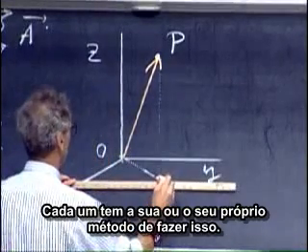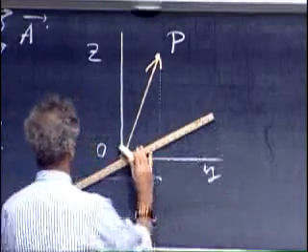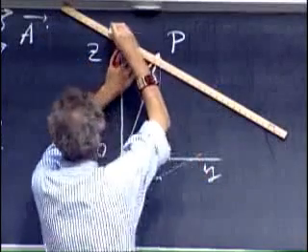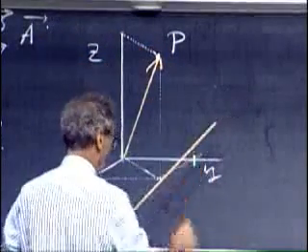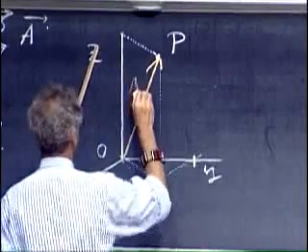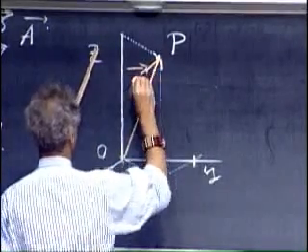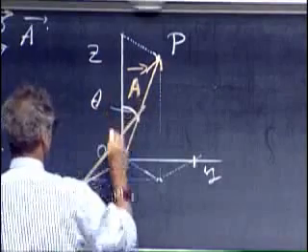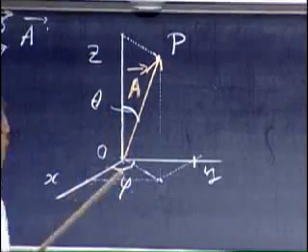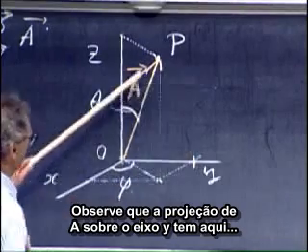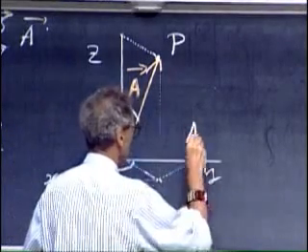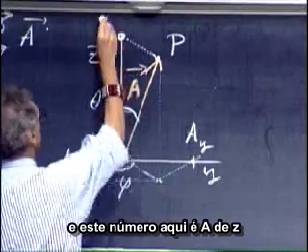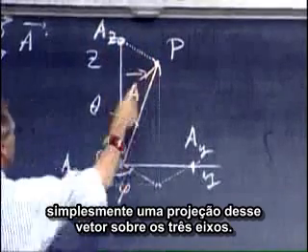Each one has its own method of doing this. There we are. I call this vector A. Let this angle be theta, and this angle be phi. Notice that the projection of A on the y-axis has here a number which I call A of y. This number is A of x, and this number here is A of z. Simply the projection of that vector onto the three axes.